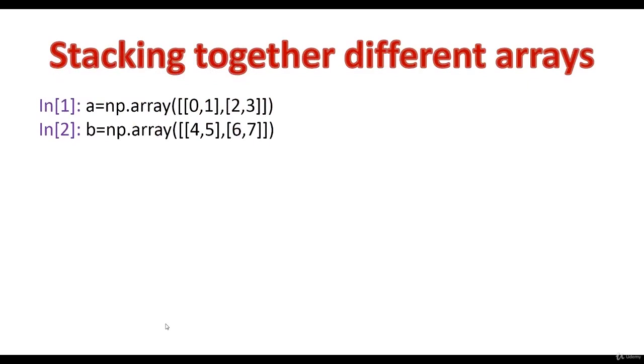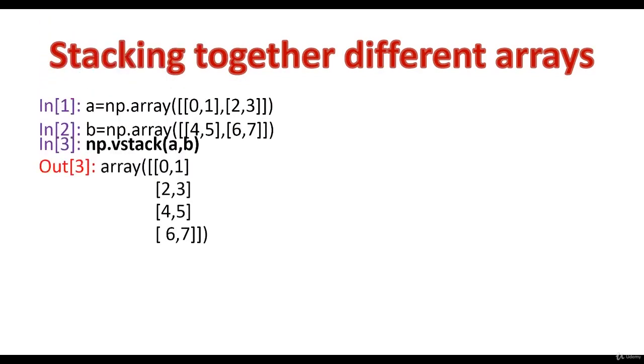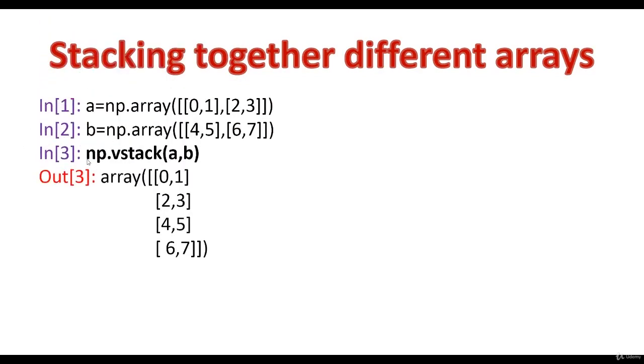Stacking together of different arrays. Here I have created 2 arrays of 2 dimensions first, and the code vstack stands for vertical stacking. It is equivalent to R's rbind command, row bind command. So vertically 2 arrays have been added.